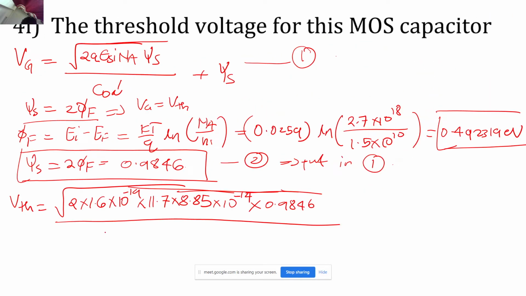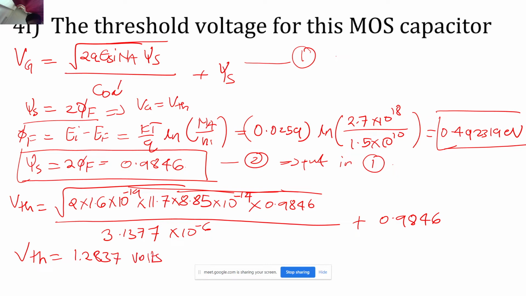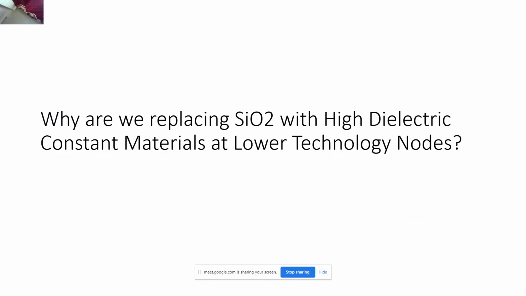So what is the Cox prime? It is nothing but 3.1377 into 10 to the power minus 6, plus 0.9846. Correct. So now the value of threshold voltage, if you calculate, will come out to be 1.2837 volts. So this is the value of threshold voltage that they had asked us to calculate. So this long question was over, but it was important because some variation in different sub questions was there. Now we will just have one very small question, and after that we will end the session.